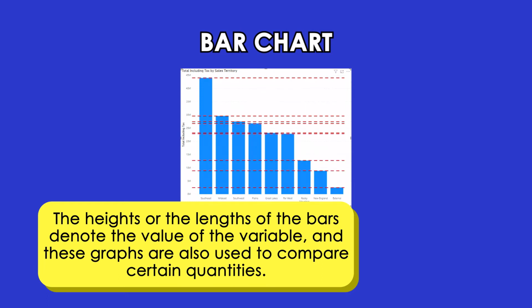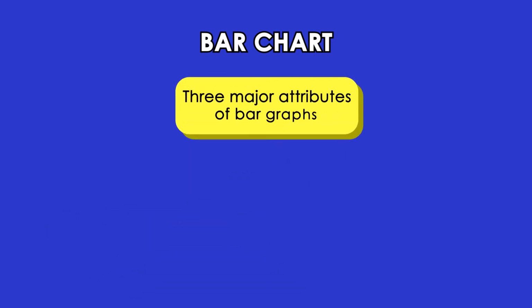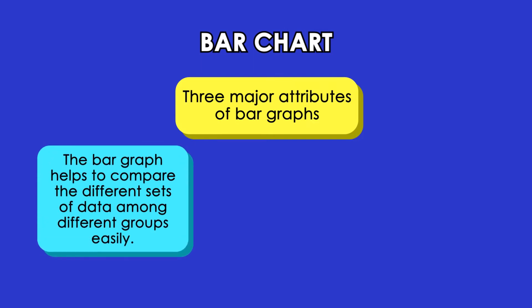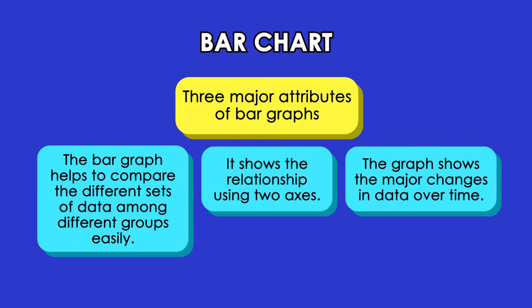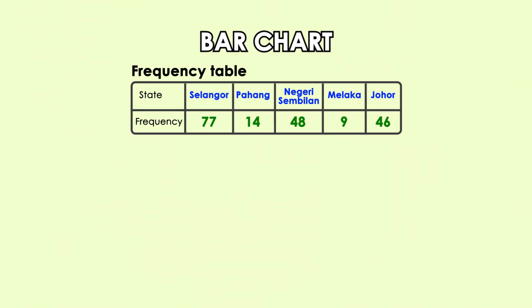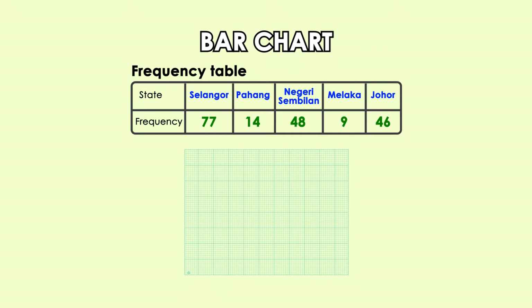to compare certain quantities. The three major attributes of bar graphs are: the bar graph helps to compare the different sets of data among different groups easily. It shows the relationship using two axes. The graph shows the major changes in data over time. For this dataset, it is more suitable to use a graph paper. Small grids on the graph paper are useful for detailed drawing.